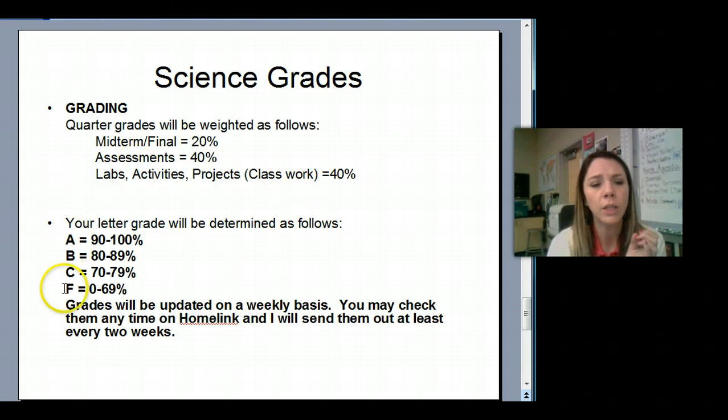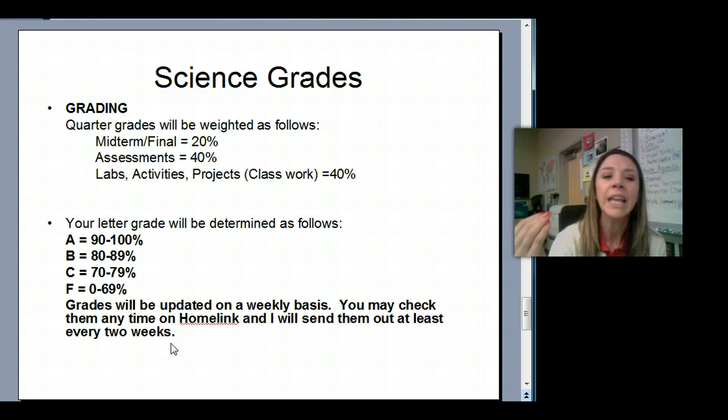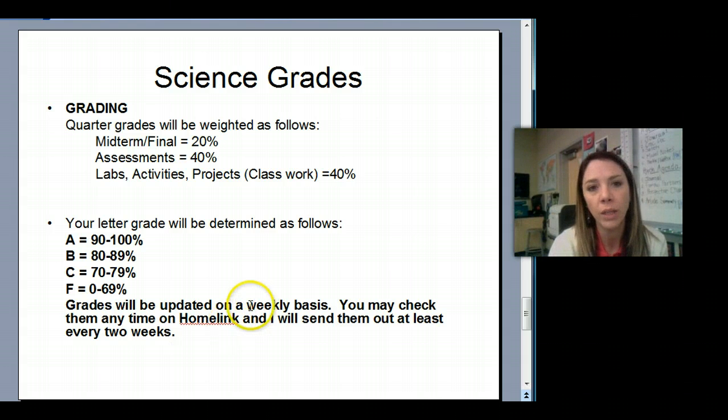And then in science, because we run the mastery, anything below a 70 is an F. It is very difficult for a child to fail this class because I mandate them to come in anytime their grade drops below a C. It rarely ever gets below a C for very long. But again, Home Link if you have any questions on their grades.